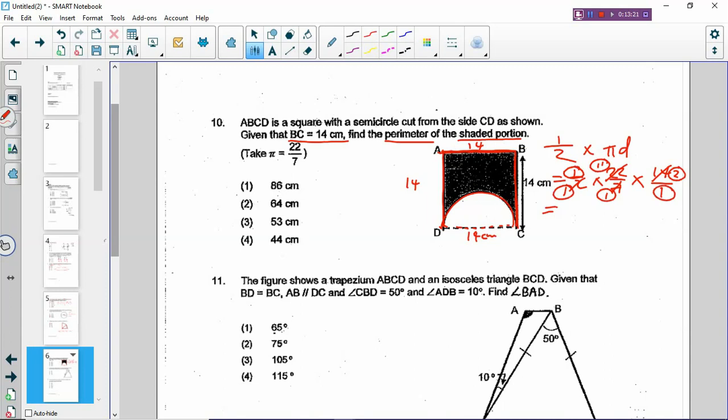Alright, and then you multiply the numbers you have cancelled. So 1 times 11 times 2, and you will get 22. 1 times 1 times 1, that will be 1. So what is the circumference of the semicircle?